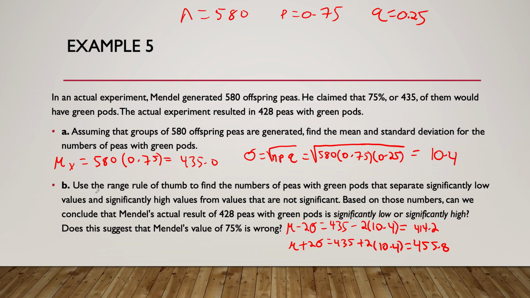And now this 428 is between these two. So 428 can occur by chance. This also means that 75% is not wrong. So the claimed 75% is not wrong.